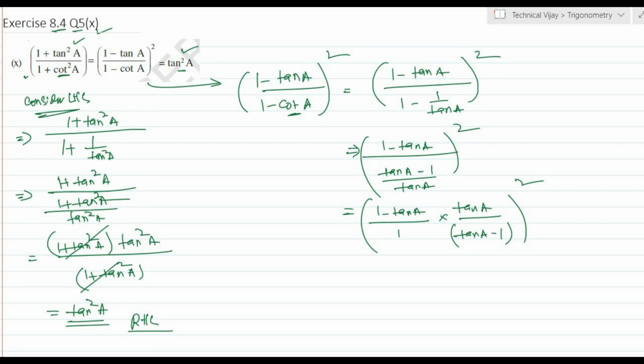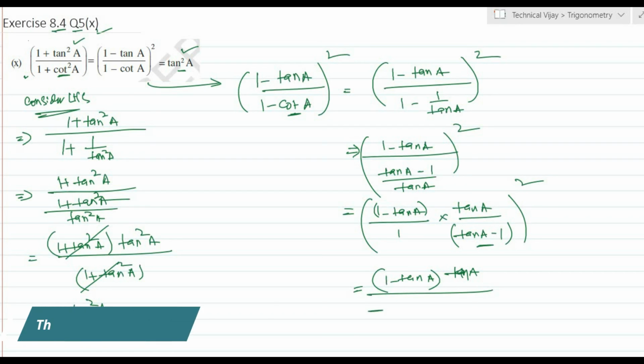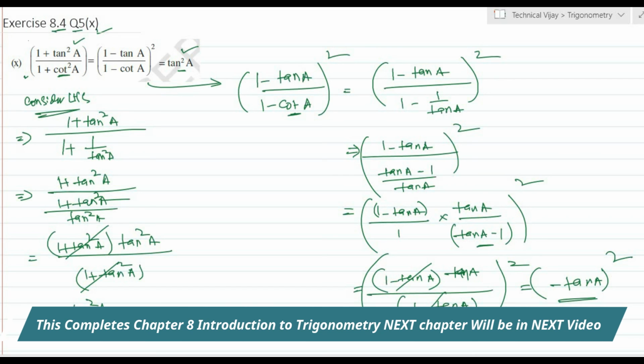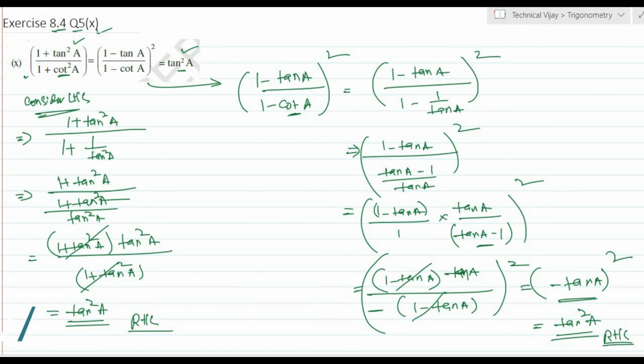Here this is 1 minus tan A, but this is tan A minus 1. So 1 minus tan A into tan A, I will write as it is, divided by minus of 1 minus tan A, that is minus 1 plus tan A. Here minus 1 plus tan A, so this and this get cancelled. Of course this is squared. Remaining will be tan A divided by minus 1, that is minus tan A, squared. When you square this, it becomes tan square A only. So this is equal to RHS. Okay. Thank you.